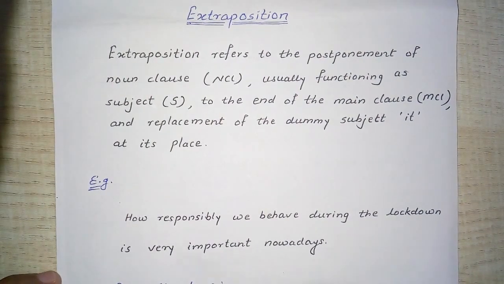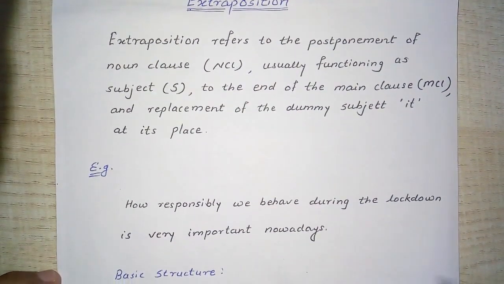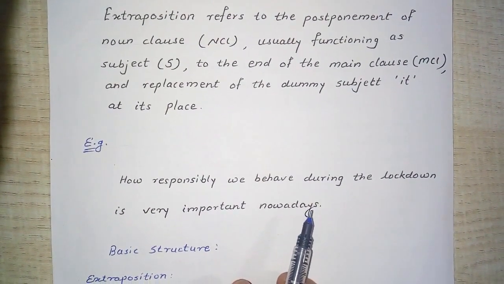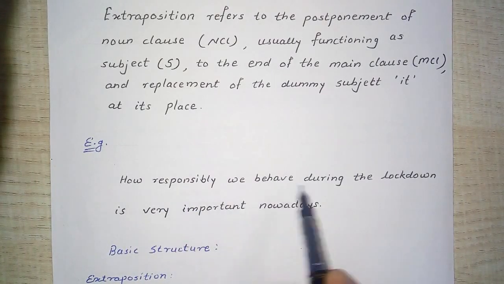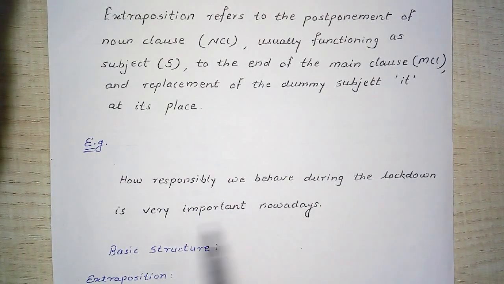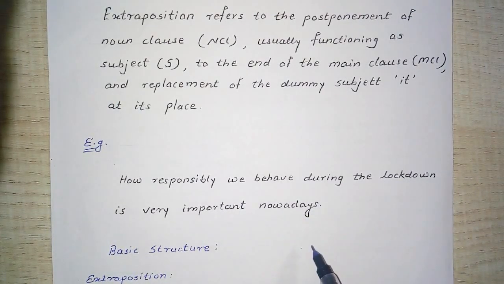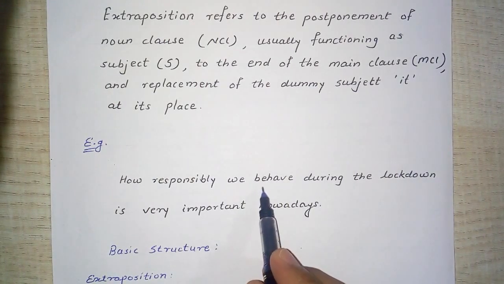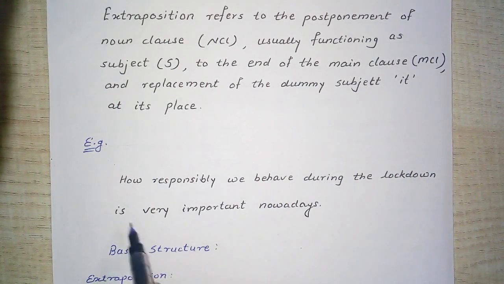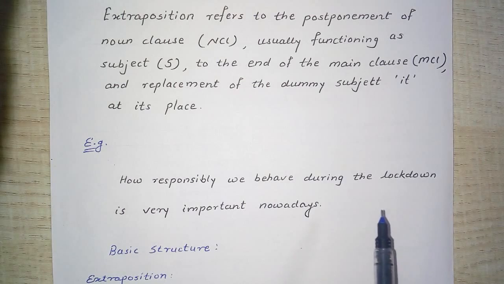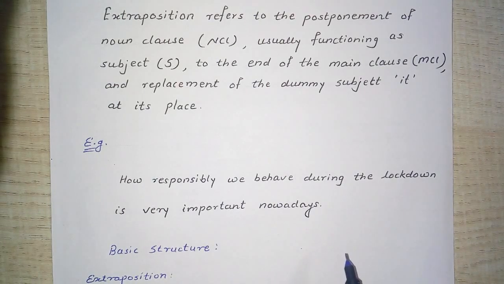Now see how to go for extraposition. We have an example here. How responsibly we behave during the lockdown is very important nowadays. If we look at the sentence, we understand that this sentence is a complex sentence because we have two different verb phrases. First, behave, and second one, is. So there are two verb phrases, meaning two predicators. It simply means there are two different clauses.